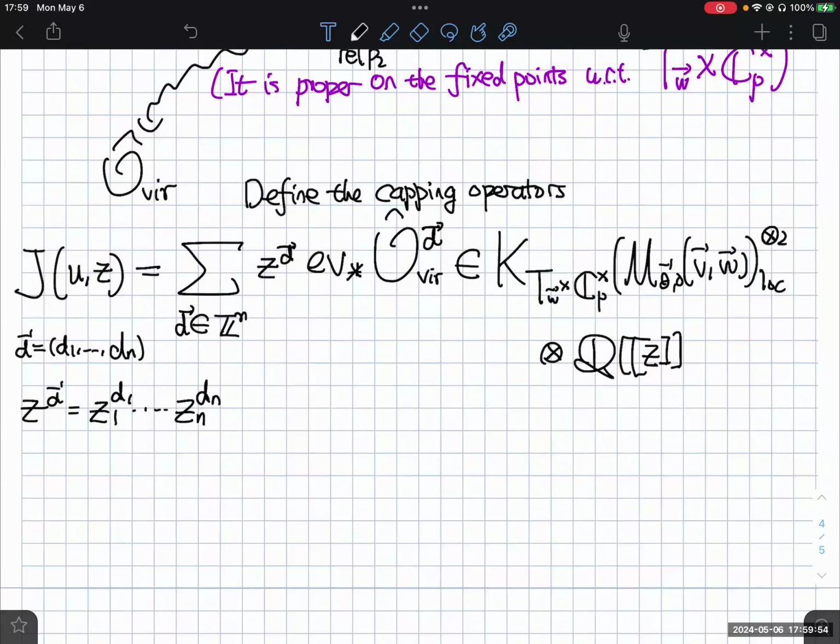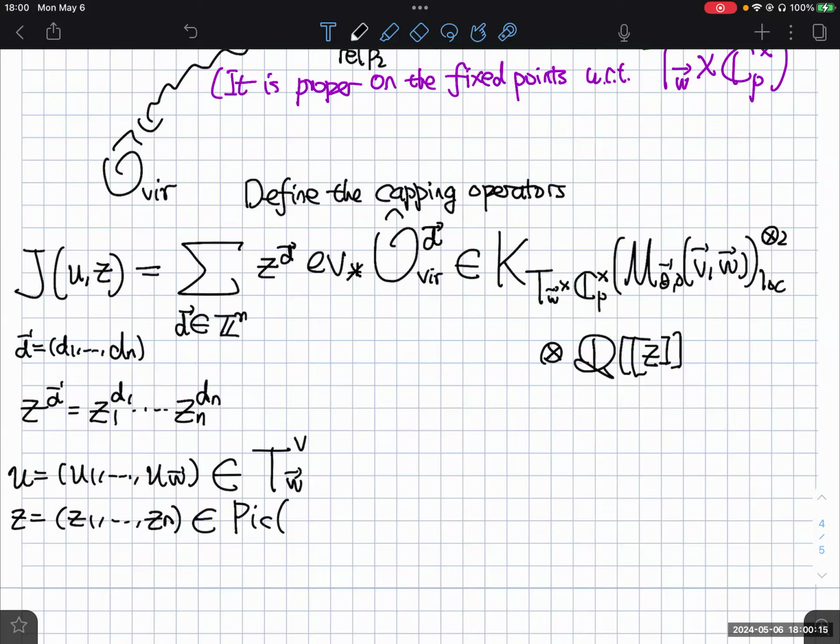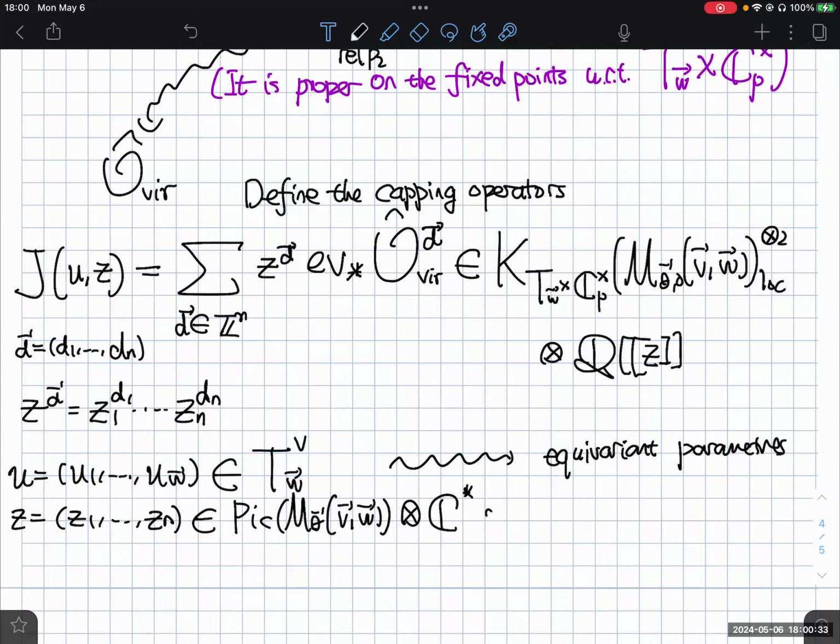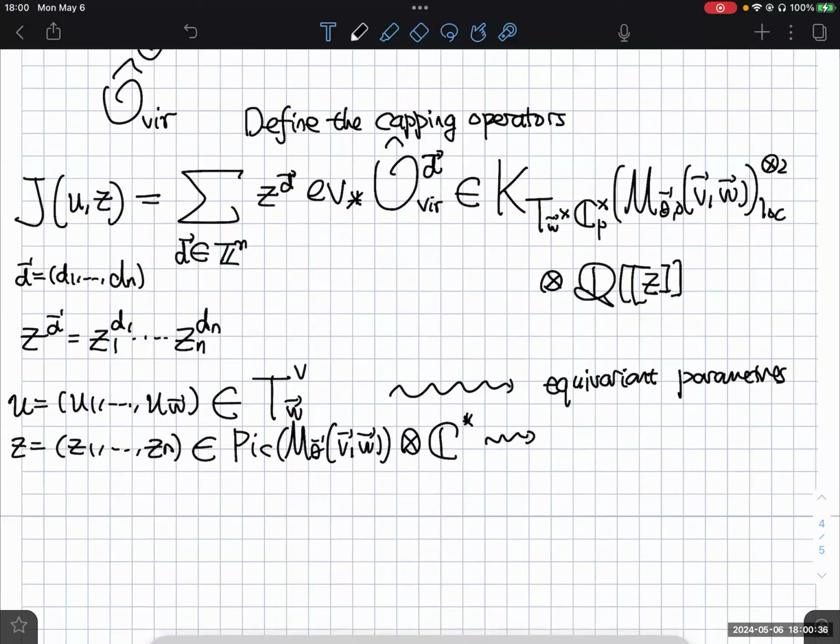Usually you can see that this U is actually the variable in the equivariant parameters. So this is U, this is Z, and usually we can take this Z as the coordinates in the Picard torus. We call this U parameter the equivariant parameters, and this Z the Kähler parameters.